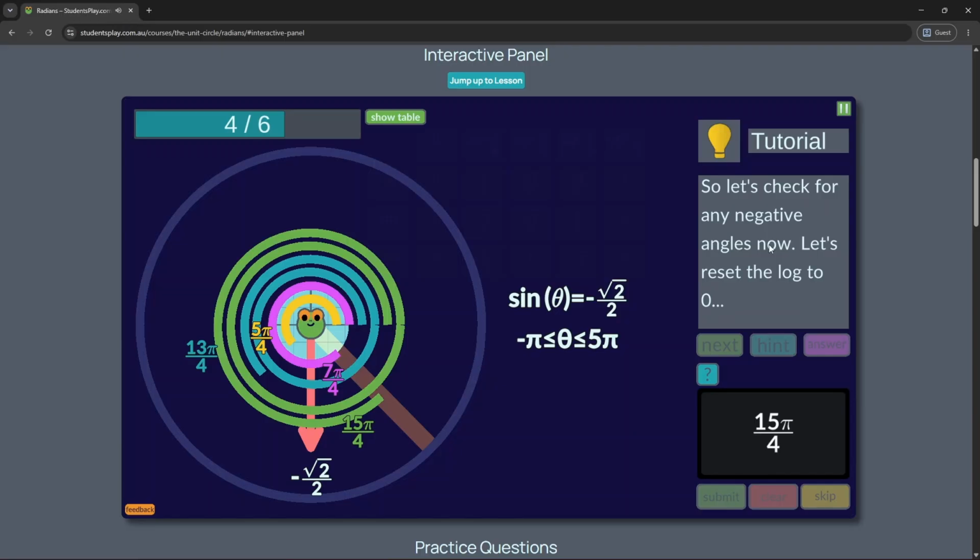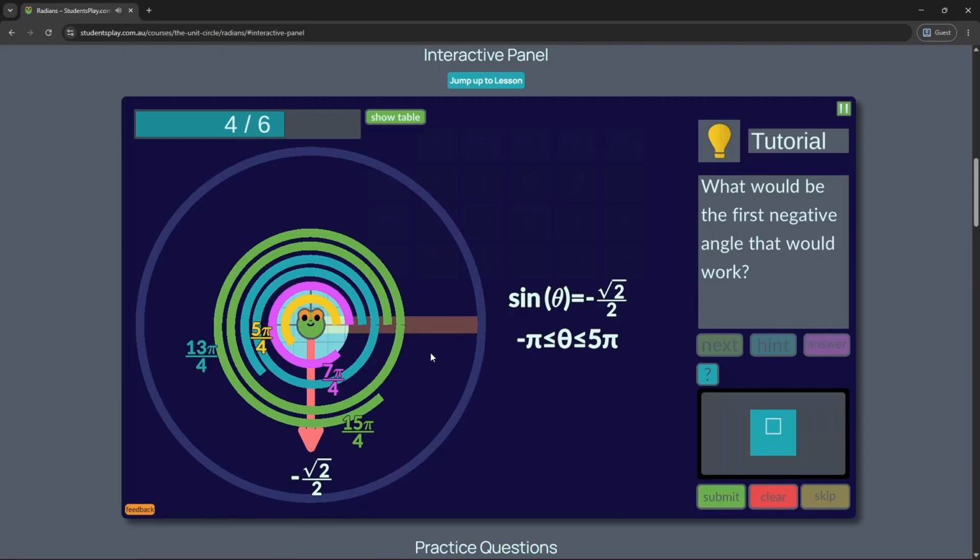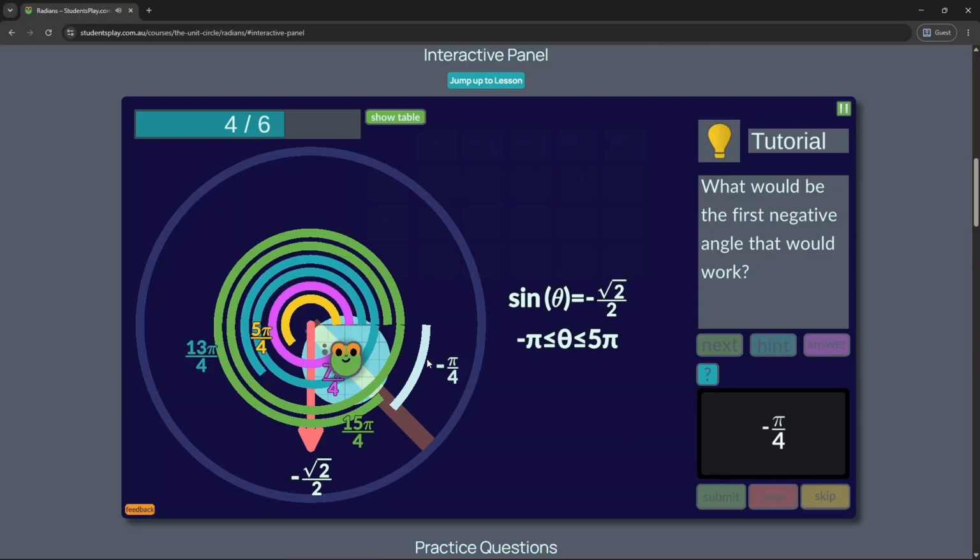Let's check for any negative angles now. Let's reset the log to 0. Okay. What would be the first negative angle that would work? We just have to get down to here using pi on 4. So that should just be 1. That's easy. So negative pi on 4. Awesome.